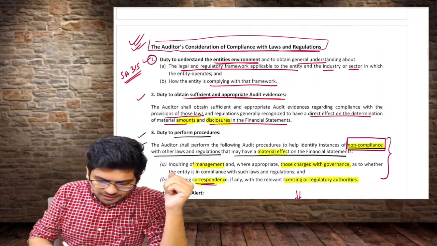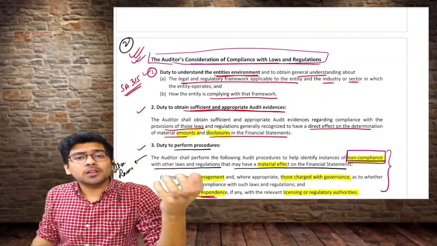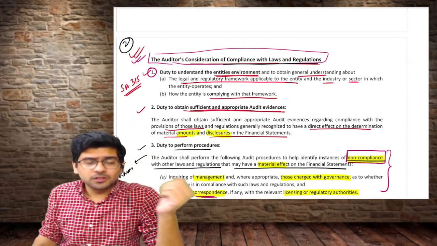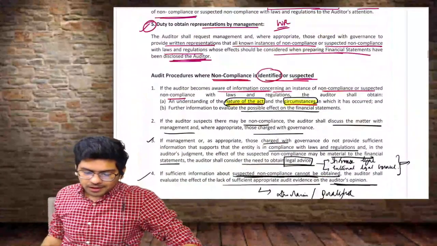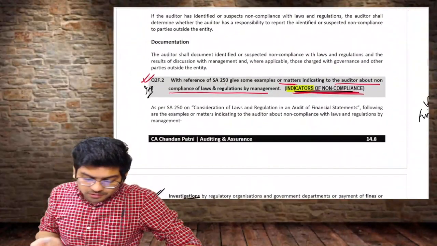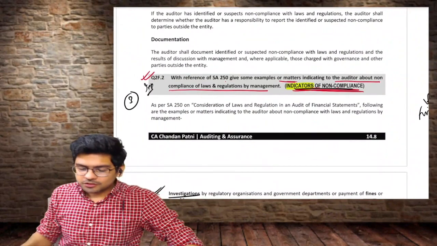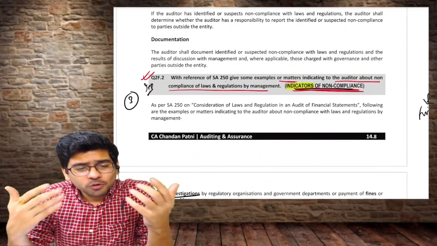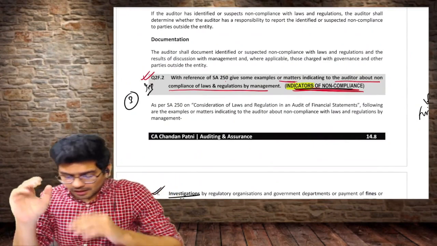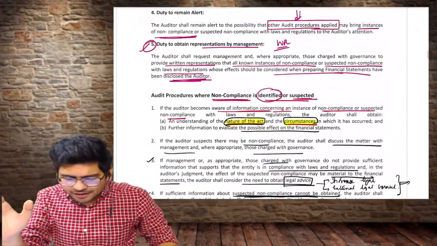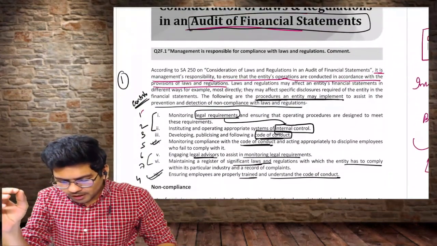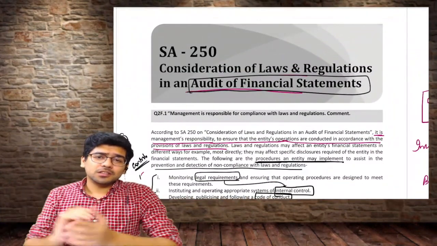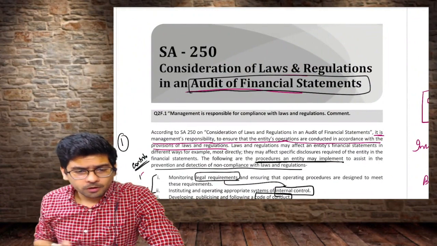Okay, this is the second question that they may ask you: what are the auditor's considerations of compliance with laws and regulations. So all the 5 points you have to write. And the third question which they may ask you is the list of indicators of non-compliance. So these are the 3 things that you have to cover in this particular standard. And with this, again, standard 250 is over. Consideration of laws and regulations in the audit of financial statements.